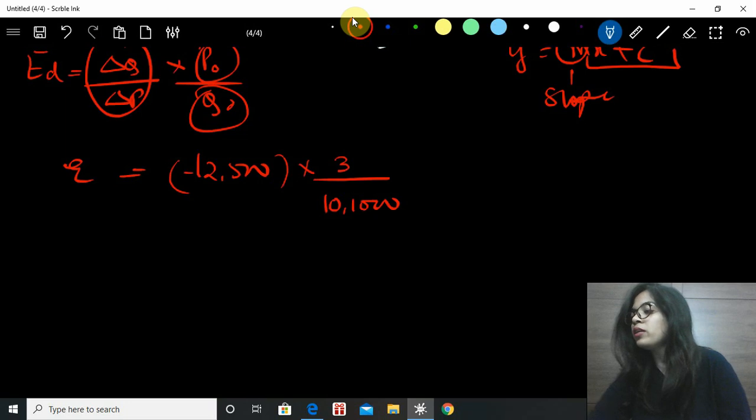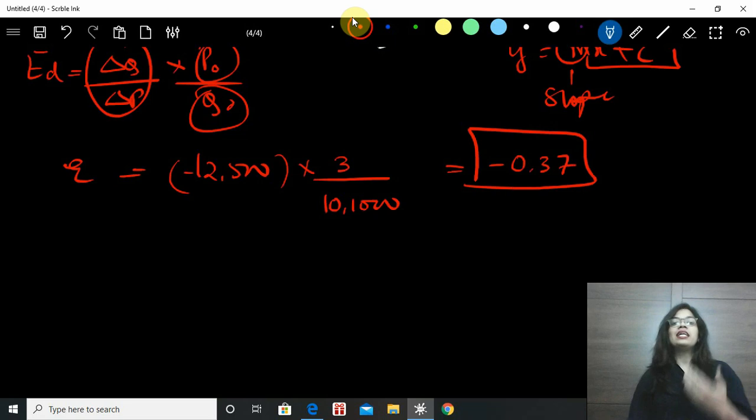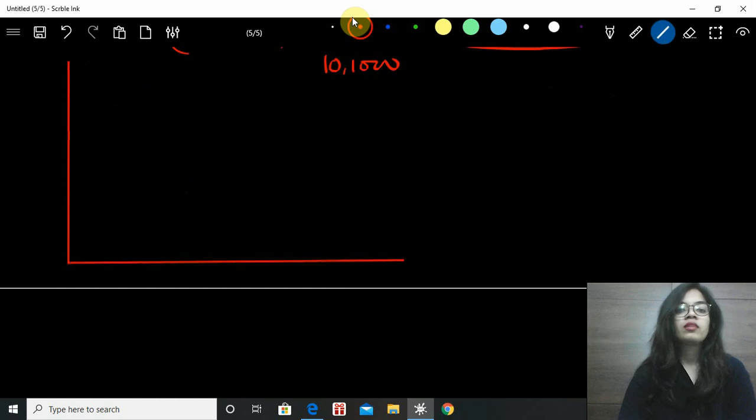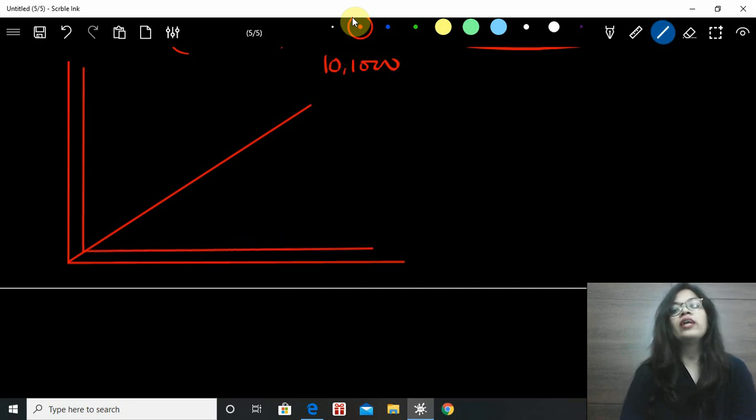It's coming out to be negative 0.37. Now here the elasticity is negative. Now remember one thing, if I have to plot it on the graph, there can be 5 types of elasticities, guys. First of all, unitary elastic, then as you all know, this is perfectly inelastic. Parallel to x-axis is perfectly elastic.